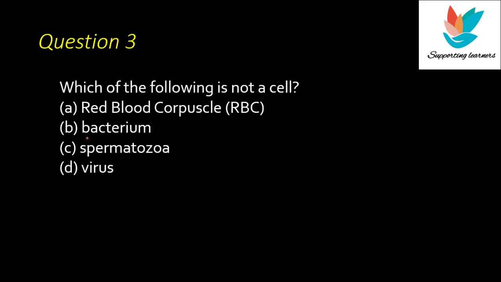Question 3, which of the following is not a cell? A, red blood corpuscle, that is RBC, B, bacterium, C, spermatozoa, and D, virus. So all these three, RBC, bacterium, and spermatozoa, yes, they are cells. But viruses are considered to be acellular or subcellular. Why? Because inside the body of the organism they are classified as living, but outside the body of the host they are actually inert. They cannot multiply or replicate outside the body of the host. So they are non-living that way. So viruses are thus not considered a cell.